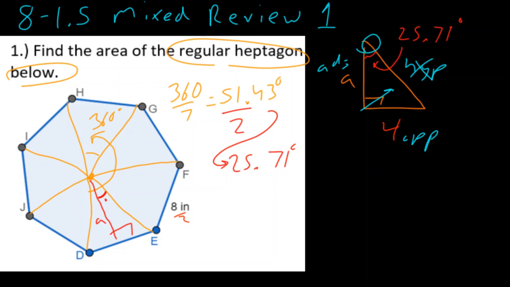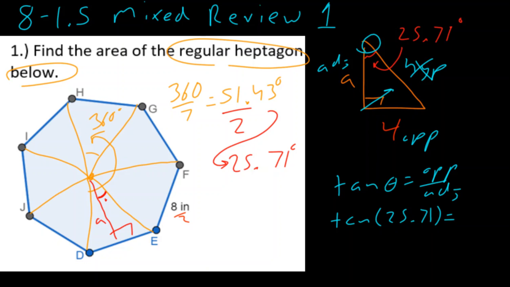And we can set up this formula. The tangent of theta is equal to the opposite over the adjacent. In this case, we have the tangent of 25.71 degrees is equal to the opposite, which is 4, over our adjacent. Let's just call that x. Now, y'all should be fairly proficient at solving for x right here. So I'm going to leave y'all to do this on your own.